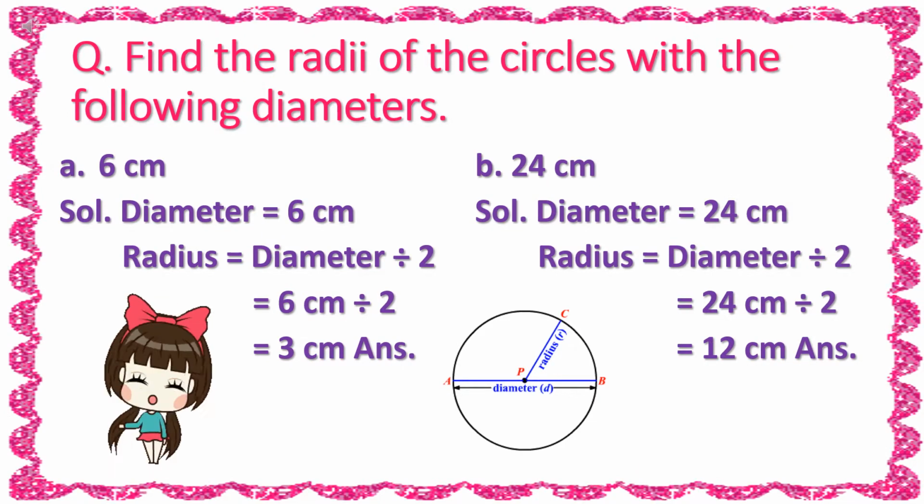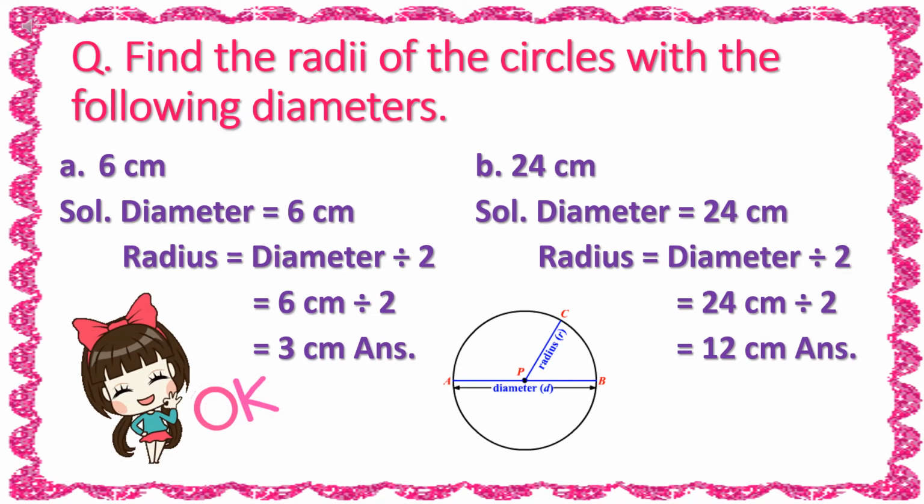Next question is find the radii of the circles with the following diameters. अब हमें diameter given है, हमें radius find out करने हैं. First example is 6 centimeter. That means diameter 6 centimeter है जिस circle का, उसका radius find out करना है. So first of all we will write diameter is equal to 6 centimeter. Next we will write the formula to find out radius, which is radius is equal to diameter divided by 2.